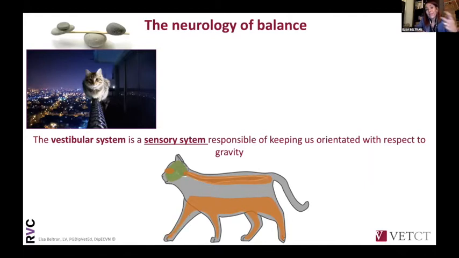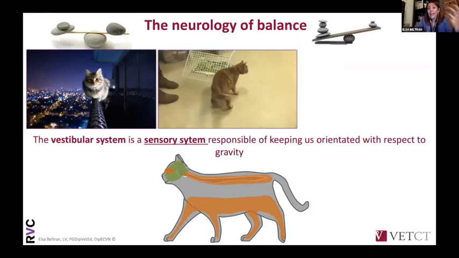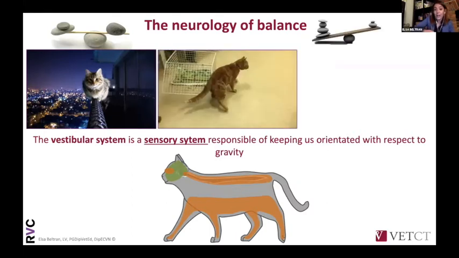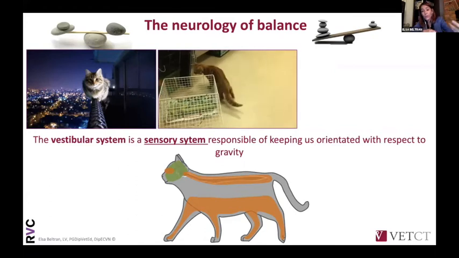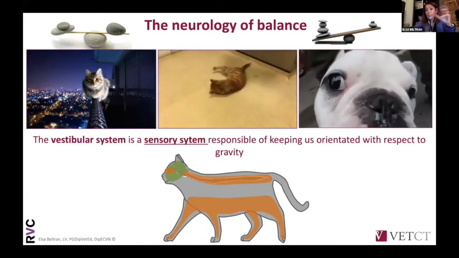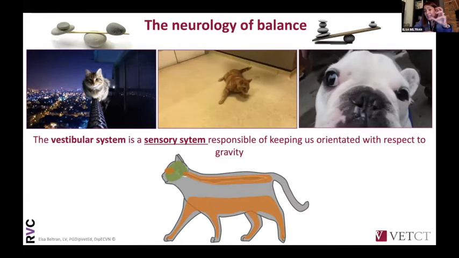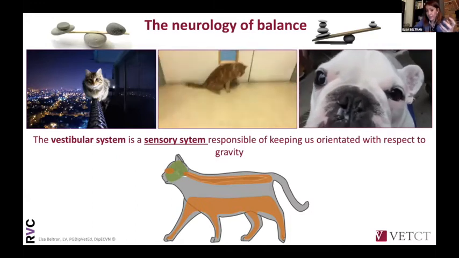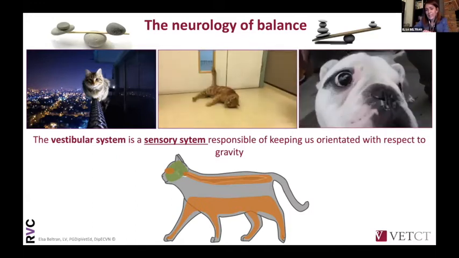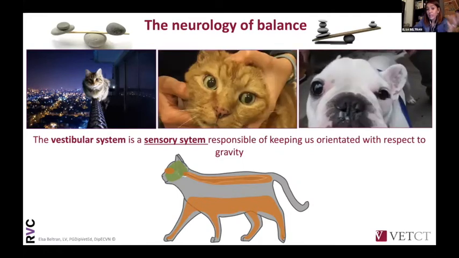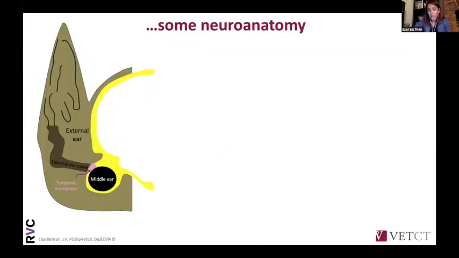So when we have a dysfunction of the vestibular system, we're going to have clinical signs associated with a problem with balance, either with the trunk and the limbs, which are going to be leaning, falling, or a balance dysfunction associated with the eyes. These are the main clinical signs that we will see associated with a dysfunction of the vestibular system.